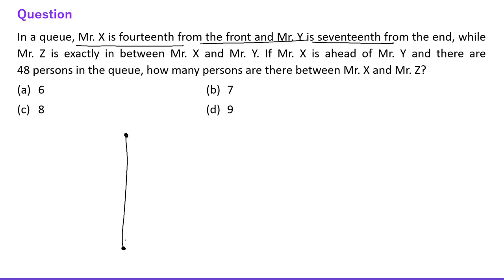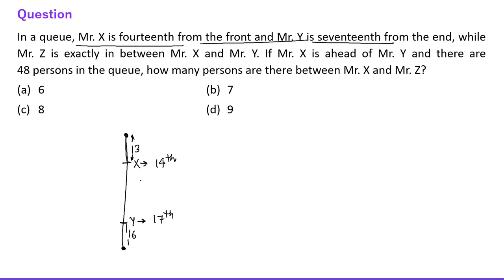Okay. So let's say there are 13 students here and Mr. X is 14th, and 13 are ahead of Mr. X, right? Okay. And Y is 17th from the bottom. So obviously 16 students are behind Y, and then Y is 17th from the bottom. I mean, from the end.